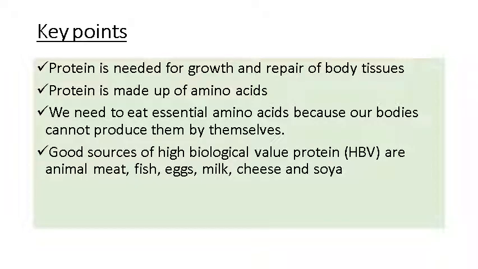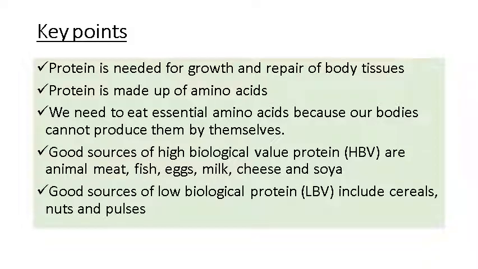And remember that the high biological value foods are high in protein and contain all the essential amino acids, from meat, fish, eggs, milk. And then your low biological value foods are cereals, nuts, pulses. Pulses, remember, being beans or lentils and so on. So these are your key points. Make sure that you've got these key points written down in a way that you understand. If not, go back into the PowerPoint slides, pause, and take your notes where you can.